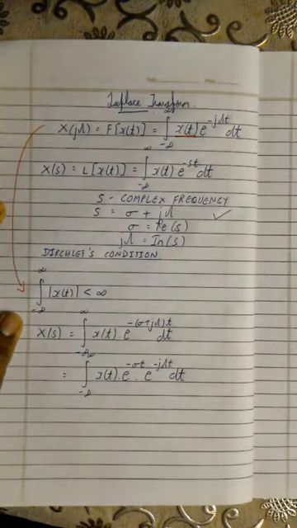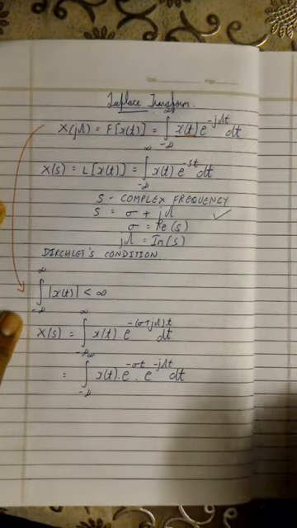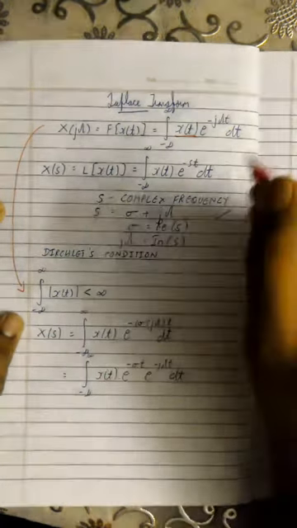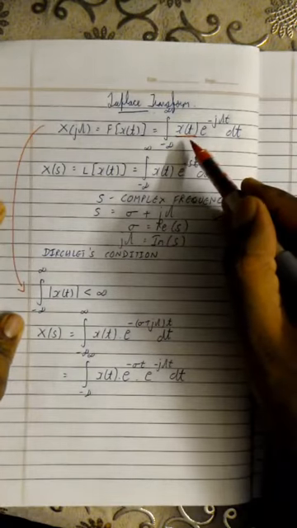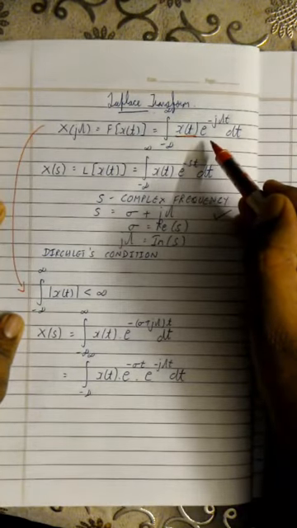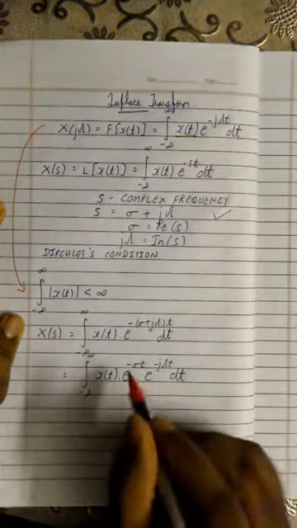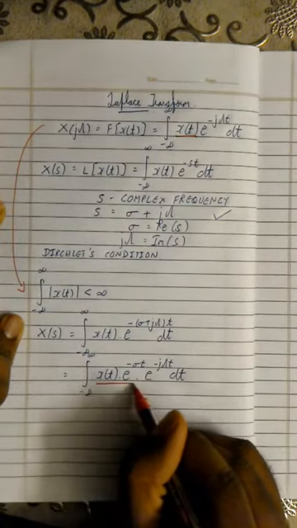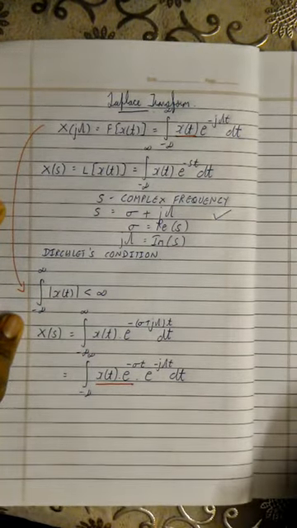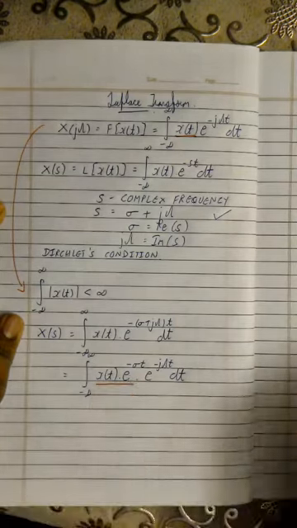Okay, so this is the main difference between Fourier Transform and Laplace Transform. Here you can see that x of t is multiplied with e raised to minus j omega t, whereas here this term is multiplied with e raised to minus sigma t, that is x of t into e raised to minus sigma t.